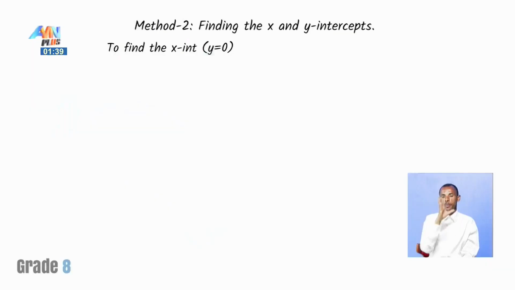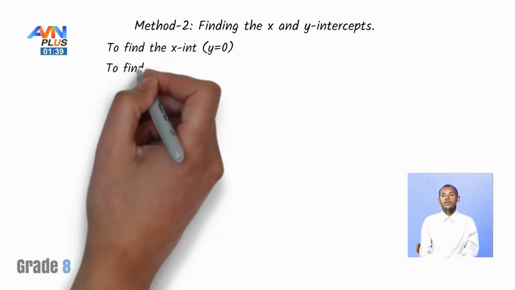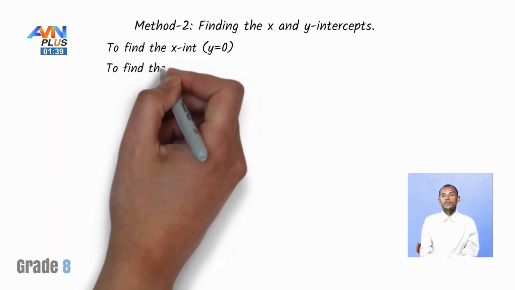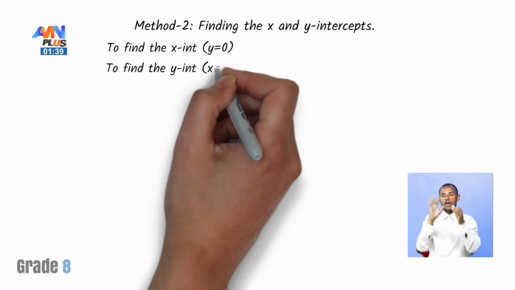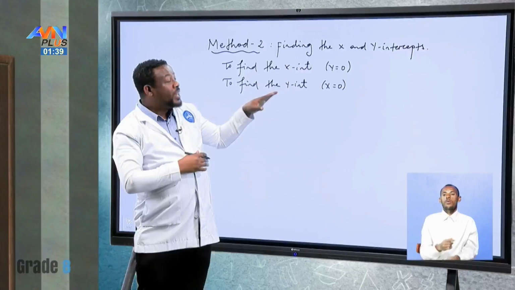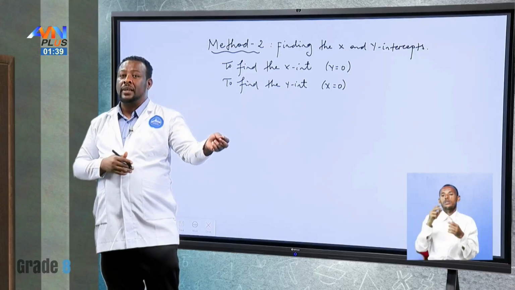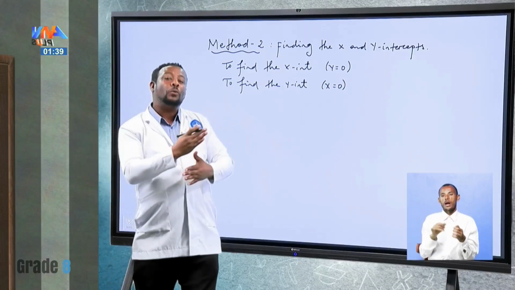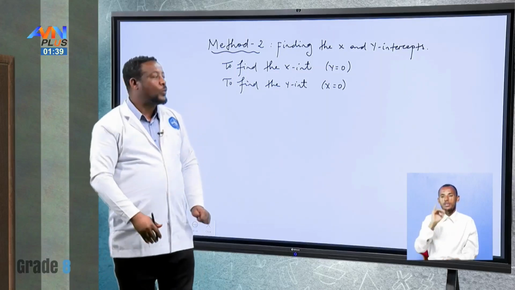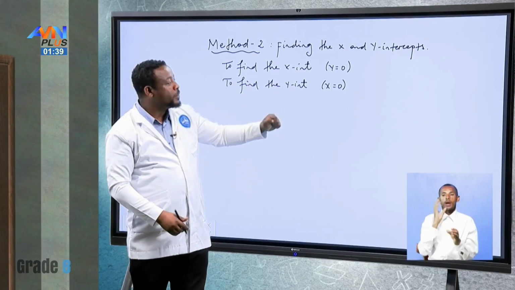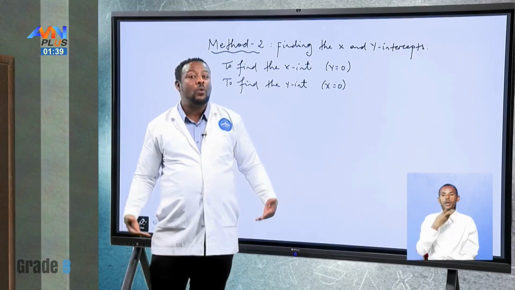And to find the y-intercept, we substitute x is equal to 0 in the equation, right? The y-intercept is a point where the graph crosses the y-axis. As you all know, at every point on the y-axis, the value of x is 0. So always, whenever we calculate the y-intercept, we put x is equal to 0 and obtain the corresponding y-intercept.